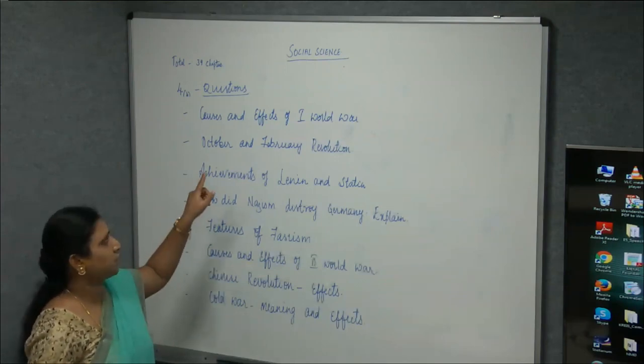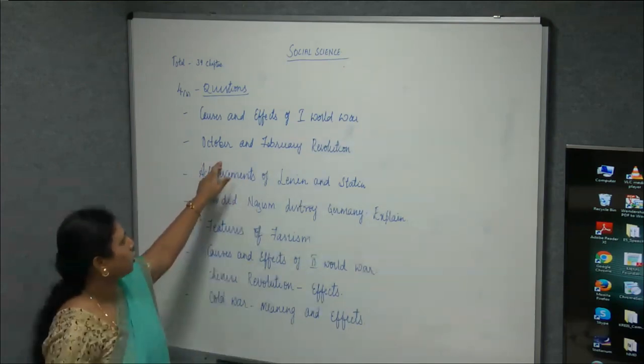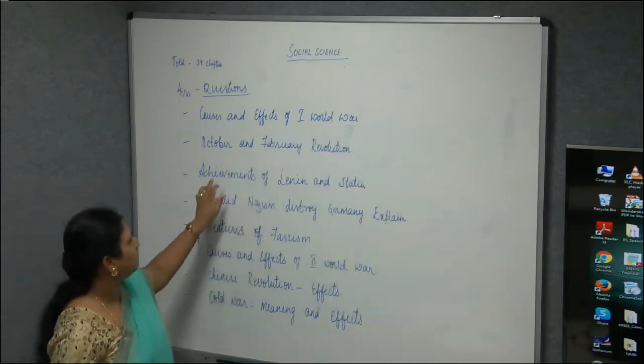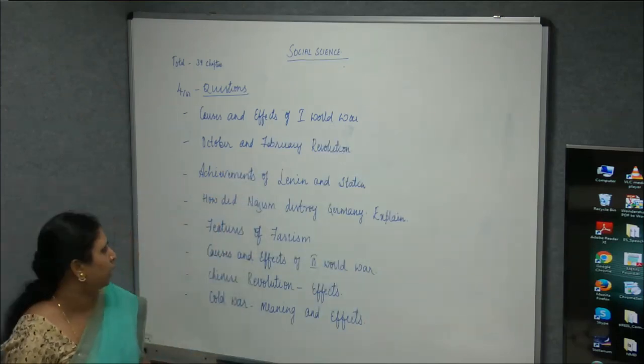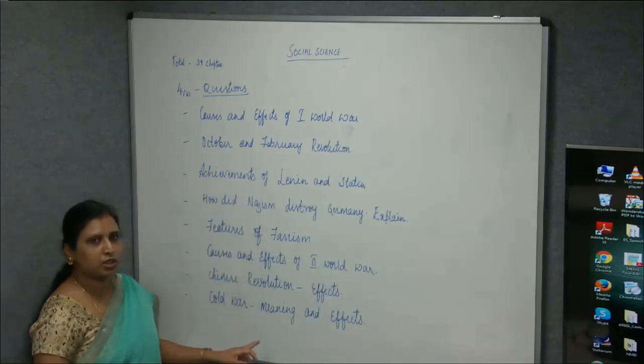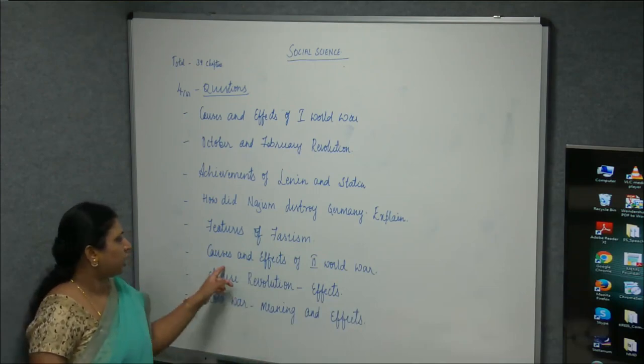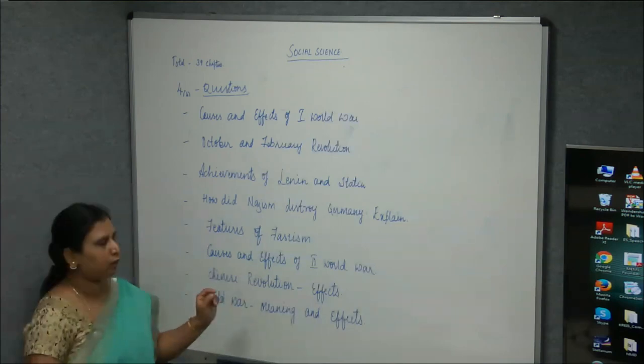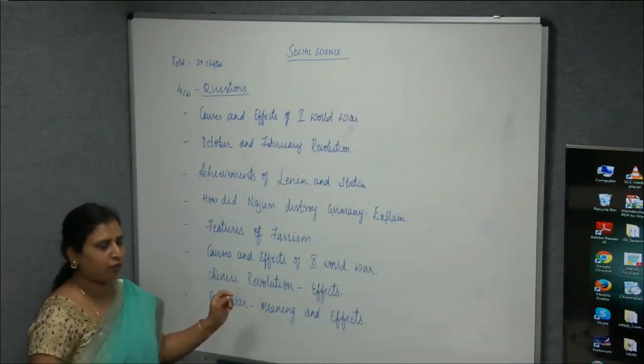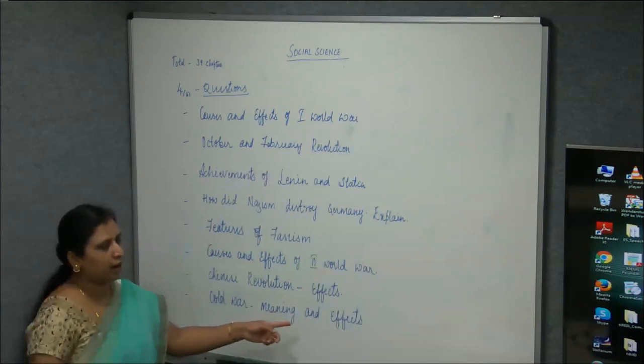Okay, so causes and effects of First World War, October and the February Revolution, then achievements of Lenin and Stalin, then how did Nazism destroy Germany, explain, then features of fascism, then causes and effects of Second World War, then Chinese Revolution effects, then Cold War meaning and effects.